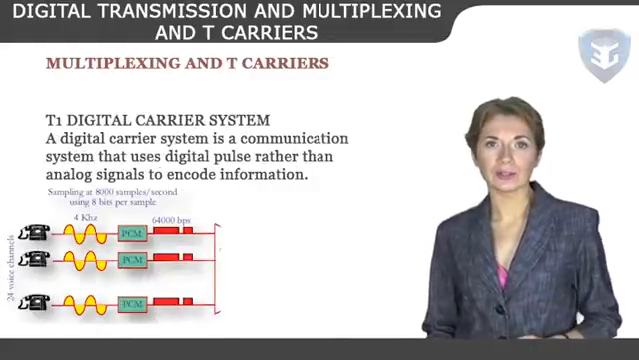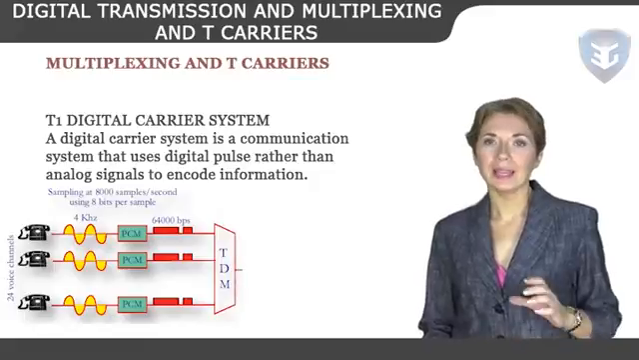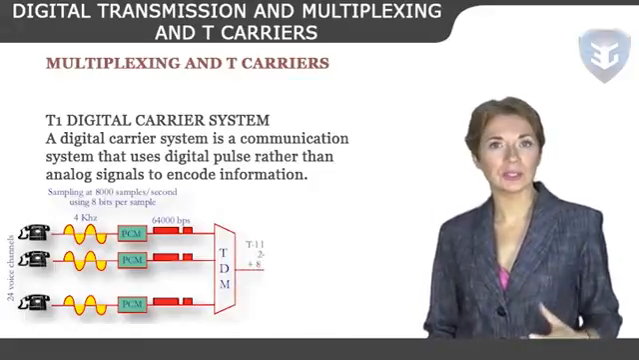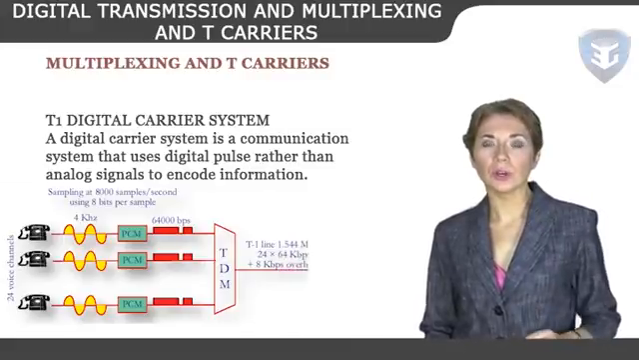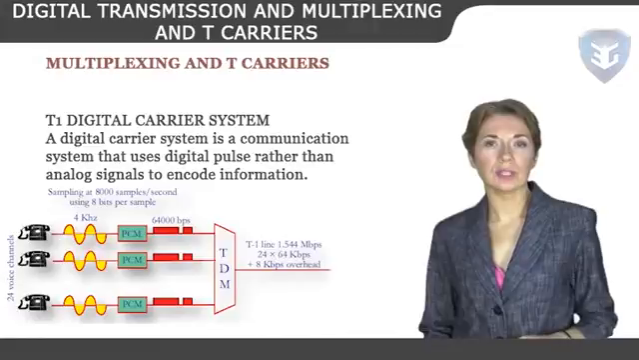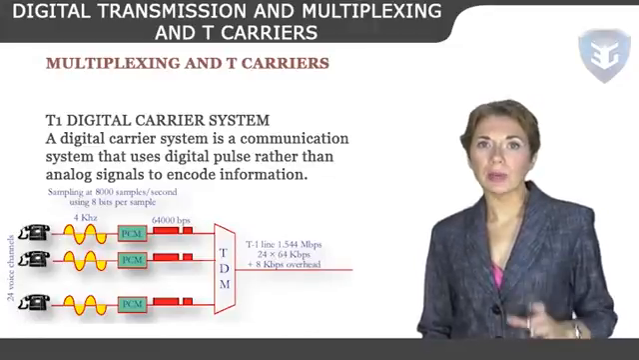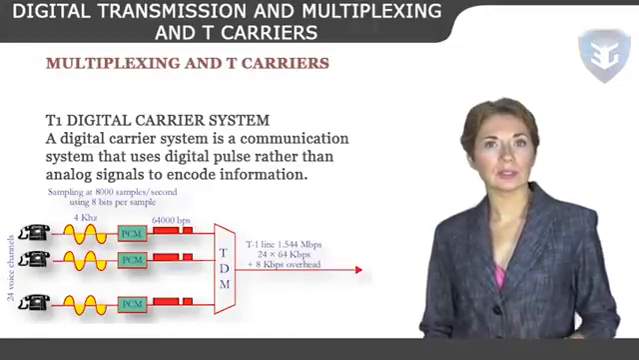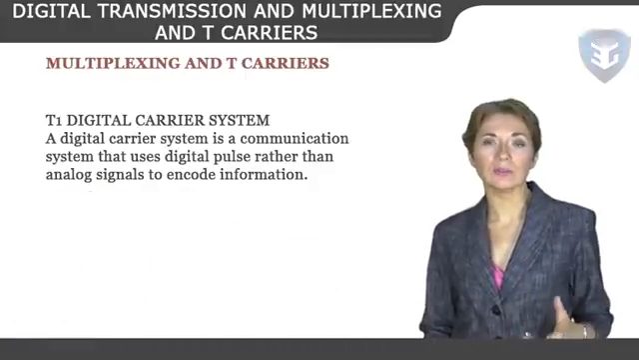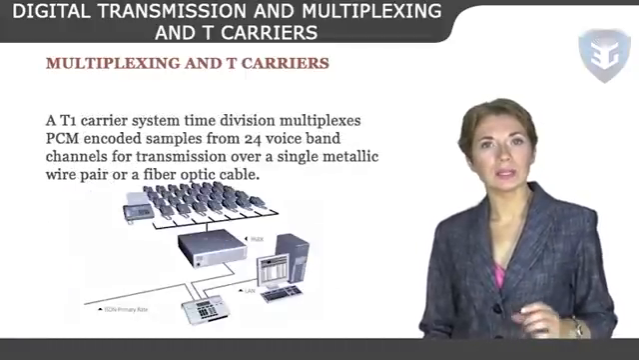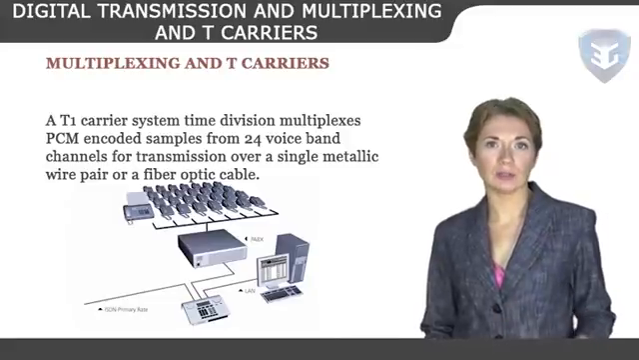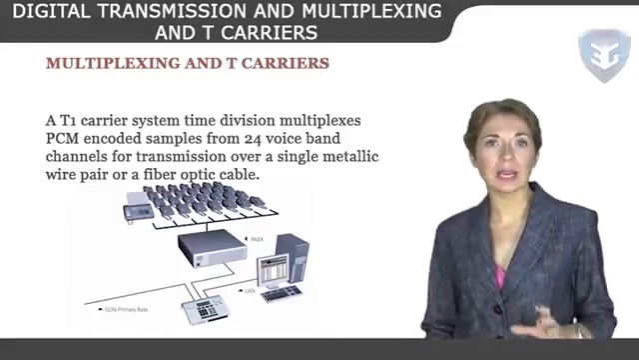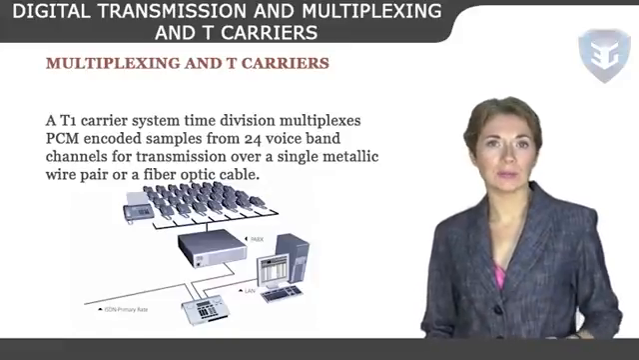T1 digital carrier system. A digital carrier system is a communication system that uses digital pulse rather than analog signals to encode information. The following figure shows a block diagram for the Bell System T1 digital carrier system, which is the North American telephone standard. A T1 carrier system time division multiplexes PCM encoded samples from 24 voice band channels for transmission over a single metallic wire pair or a fiber optic cable.